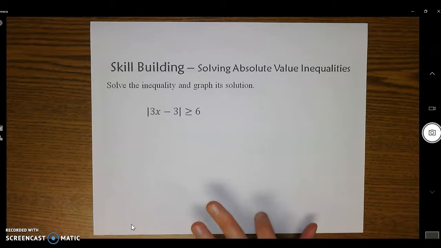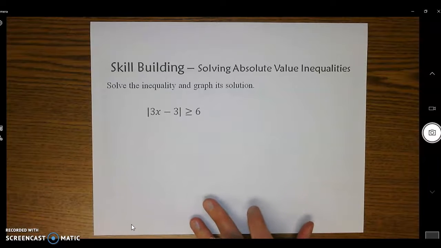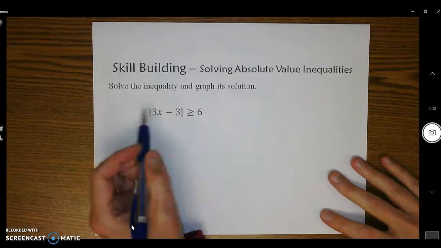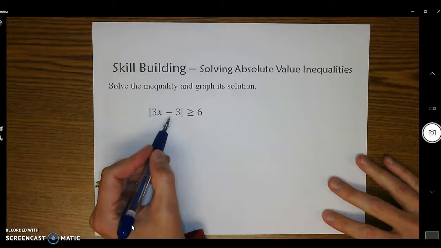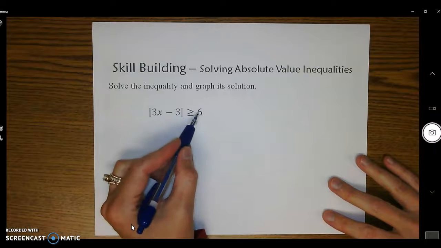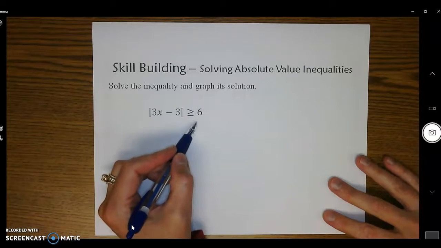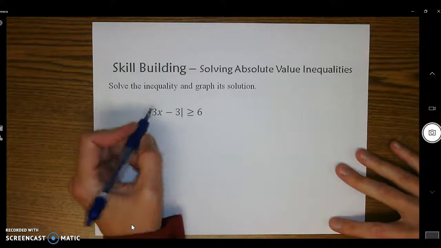So a lot like yesterday's or the other day's skill building, but with the absolute value bars. Absolute value is the distance away from zero. So there are two numbers that have a distance away from zero that are 6 units, 6 and -6.